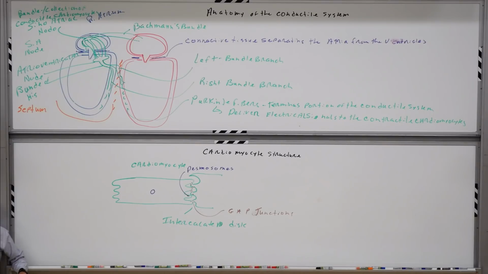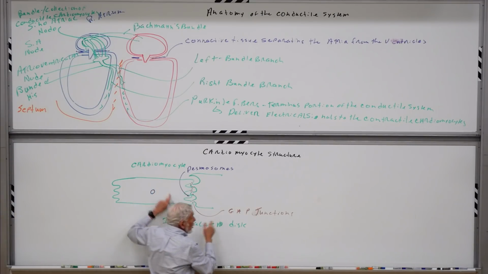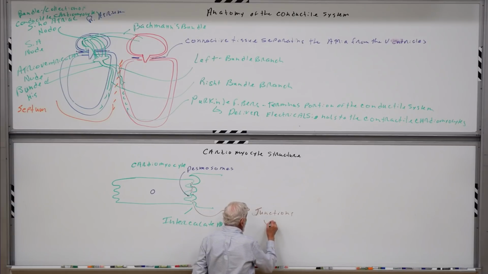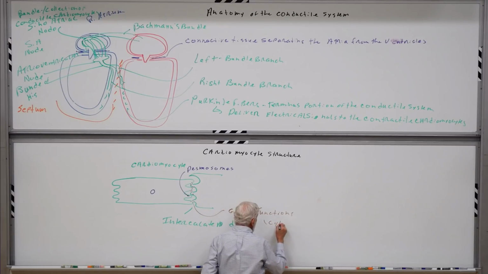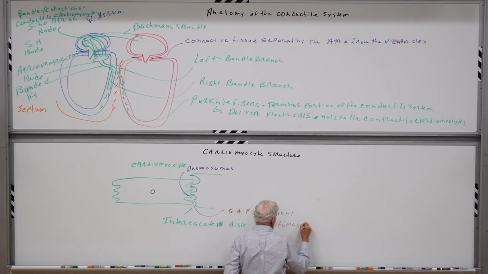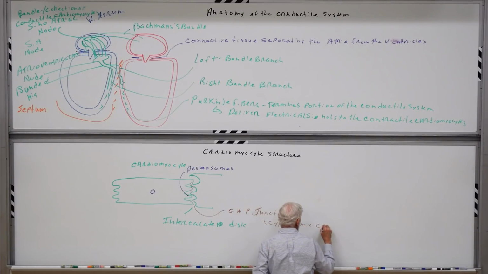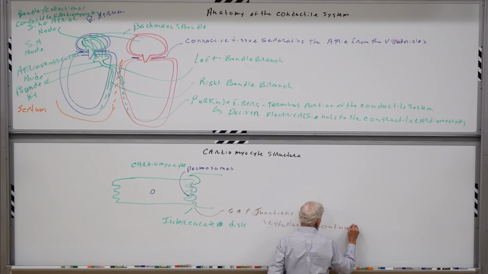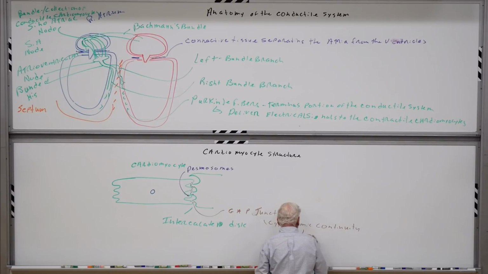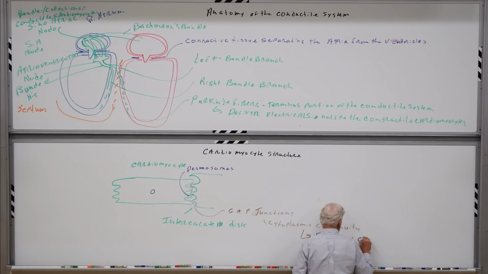When we talked about gap junctions before, we talked about them in terms of epithelial cells, and we talked about the cytoplasmic continuity. Well, that's true here. These gap junctions are going to provide cytoplasmic continuity. But more importantly, they're providing electrical continuity.